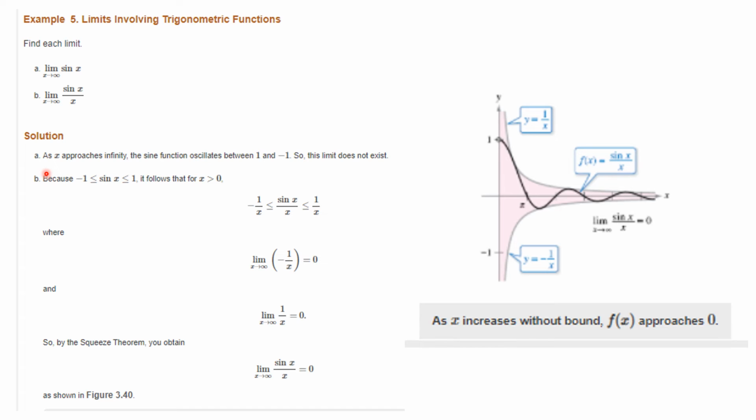Now I'm just going to summarize the solution to part A. As x approaches infinity, the sine function oscillates between 1 and minus 1. The limit does not exist.